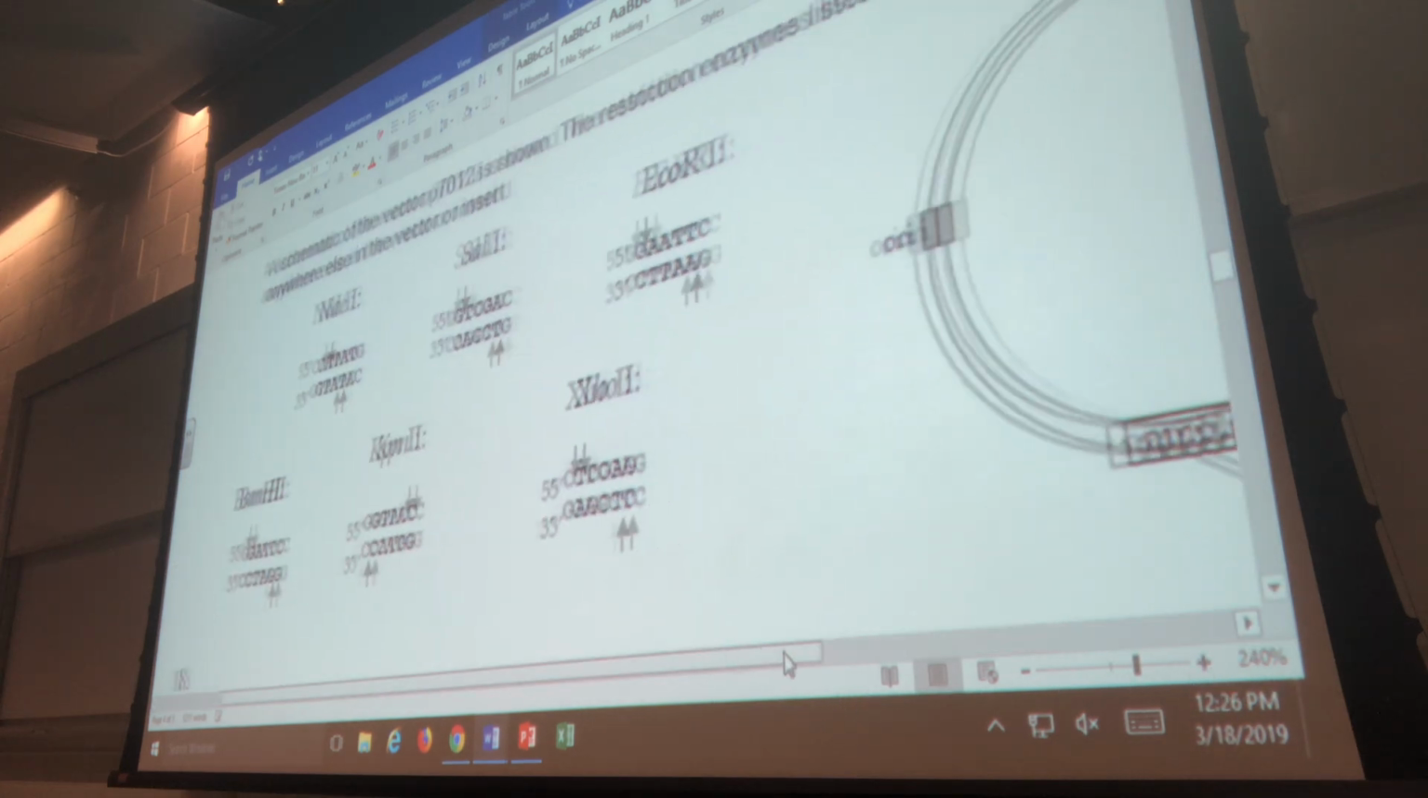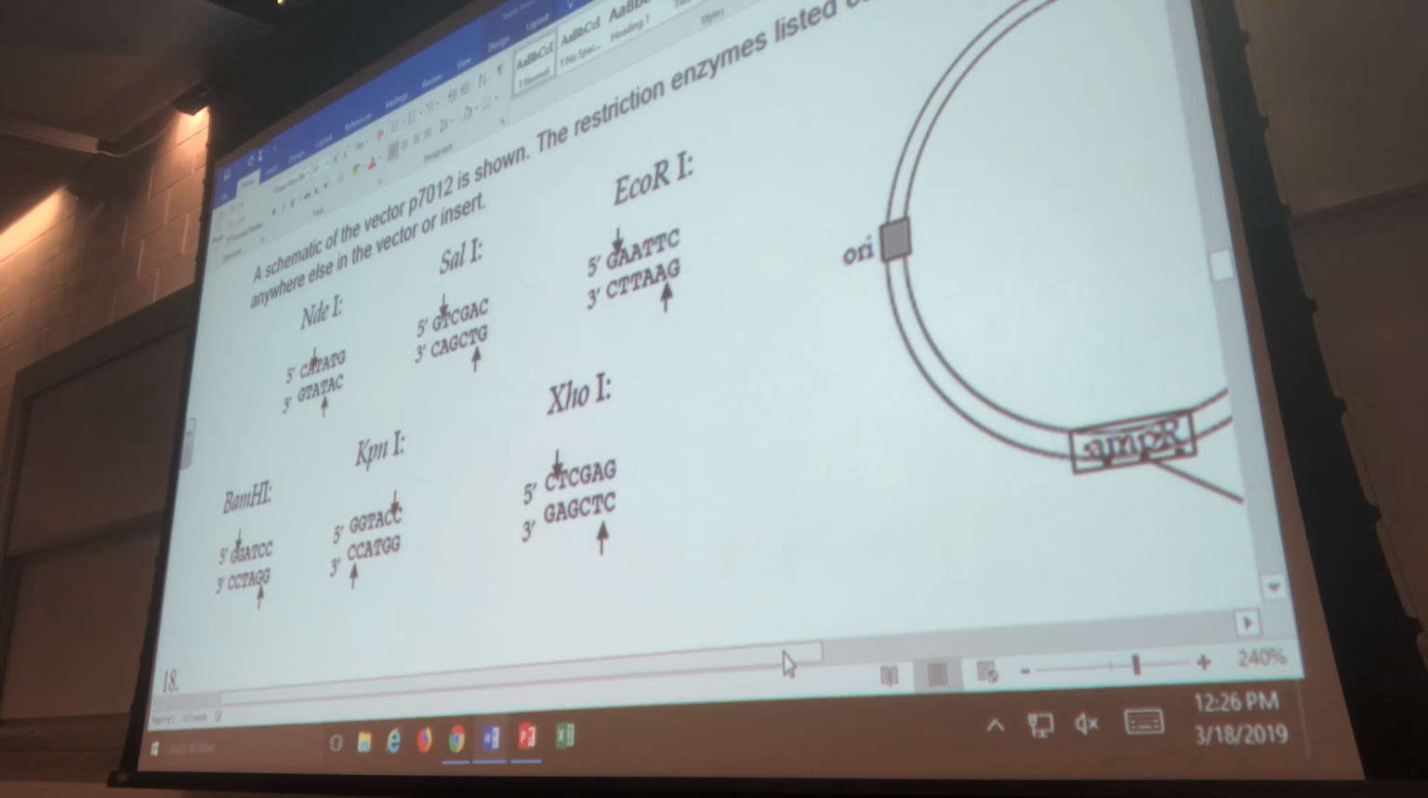Let's look at how XHO and SAL actually cut the DNA that they're supposed to target. Like I said with EcoR1, EcoR1's job is to look for a specific pattern, and every time it finds that pattern, it's going to cut at that spot. That's true for any restriction enzyme. What is given here is the exact pattern that each restriction enzyme looks for. So we're only concerning ourselves with SAL and XHO, because we know EcoR1 works. That one is both in the gene and in the plasmid.